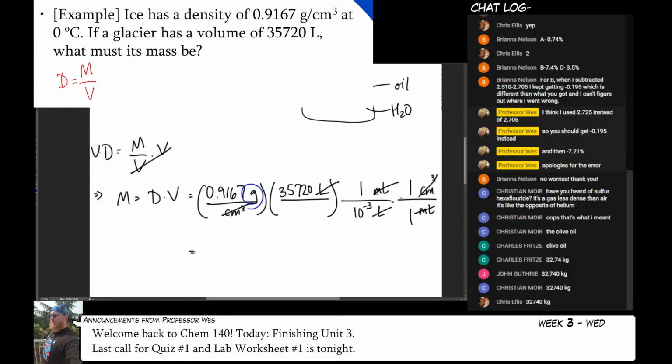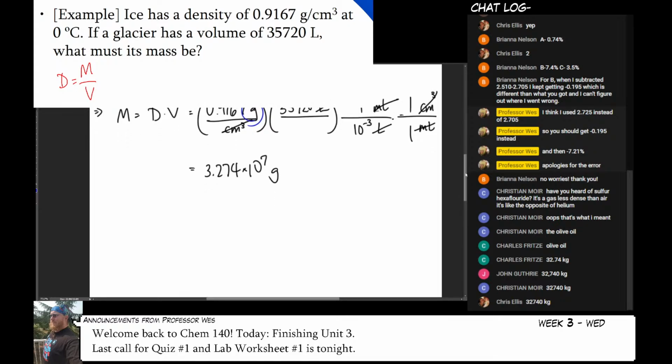0.9167 times 35,720 times 1 divided by 10 to the minus 3. And I get 32,744,524, which is really, really big. And it's in grams, so 3.27. How many sig figs do I get? I get 4. Times 10 to the 7 grams. Which is not exactly what I wanted the mass in, but this is a valid answer.